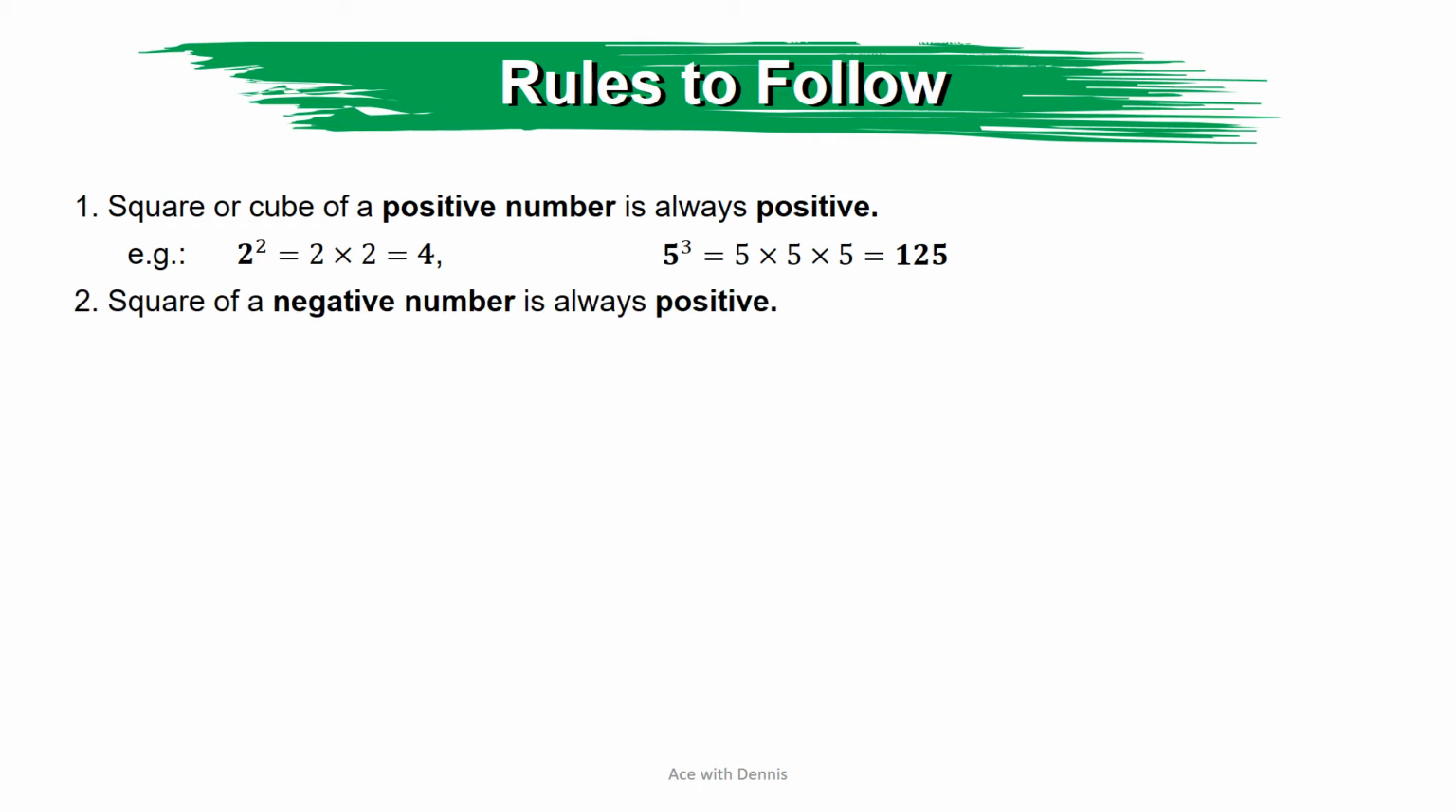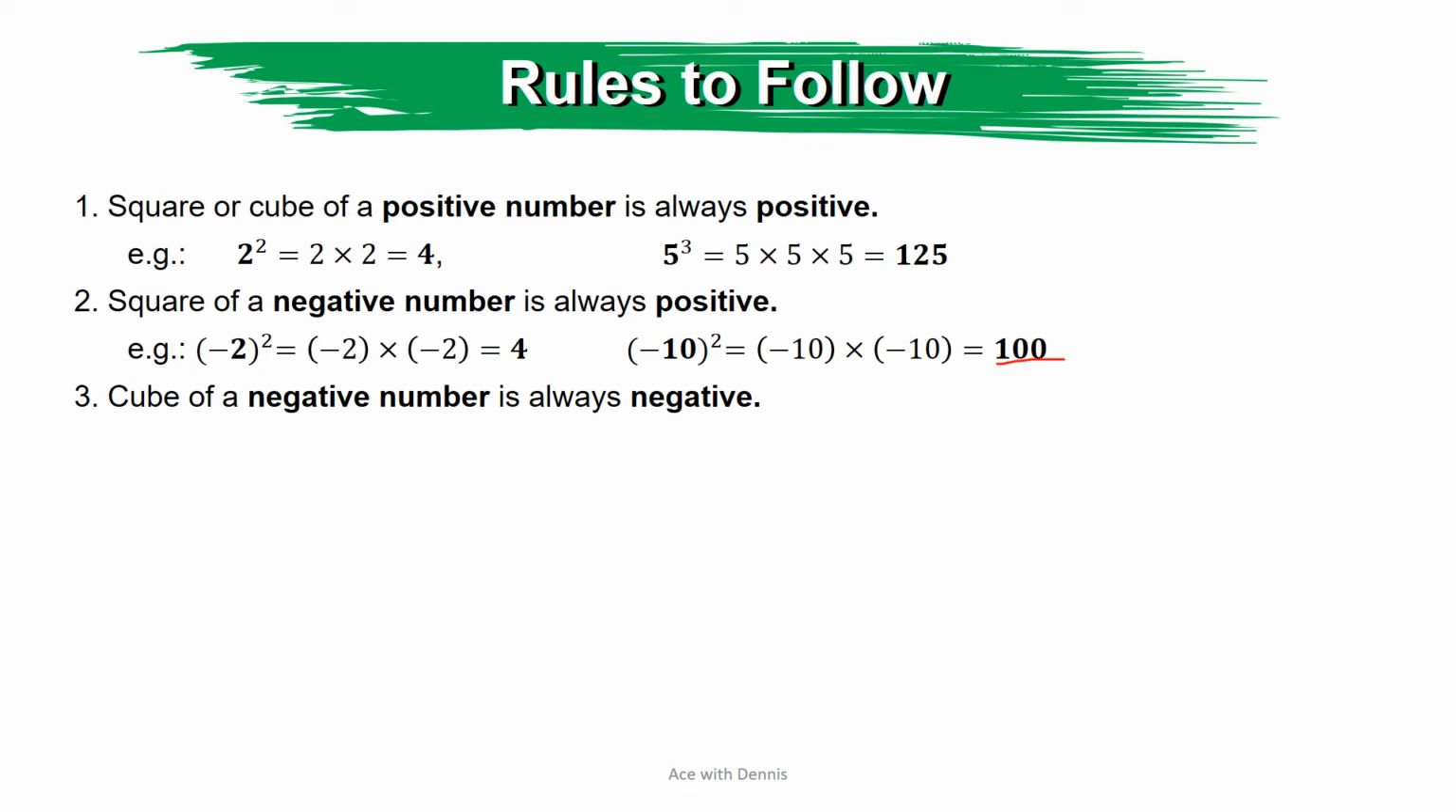2. Square of a negative number is always positive. Here's an example. Negative 2 square equals negative 2 times negative 2, we get positive 4. So the negative 2 here is a negative number and the result is positive. As we know that negative multiplied by negative number, we get a positive number. Similarly, negative 10 square equals negative 10 times negative 10 equals 100. So the negative 10 here is a negative number. After we square it, we get a positive number.